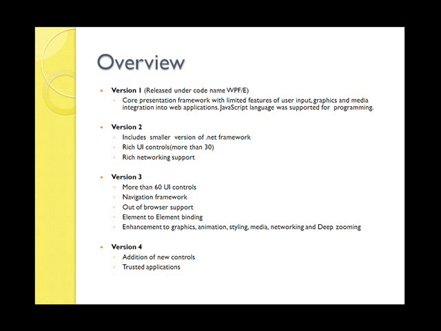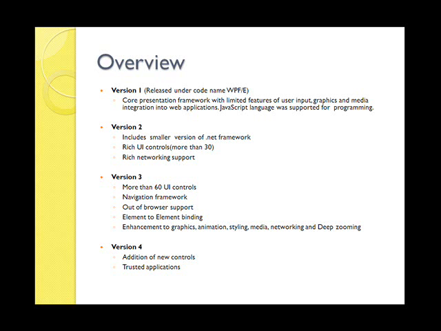What does version 1 include? Version 1 includes the usage of JavaScript in your web application with the ASP.NET 3.5 feature, that is WPF/E. Version 2 includes a smaller version of the .NET Framework, rich UI controls, and rich networking support. Version 3 includes more than 60 UI controls, all of which are in the Silverlight Toolkit, plus navigation framework, out-of-browser support, element-to-element binding, enhanced graphics, animation, styling, media, networking, and deep zooming.